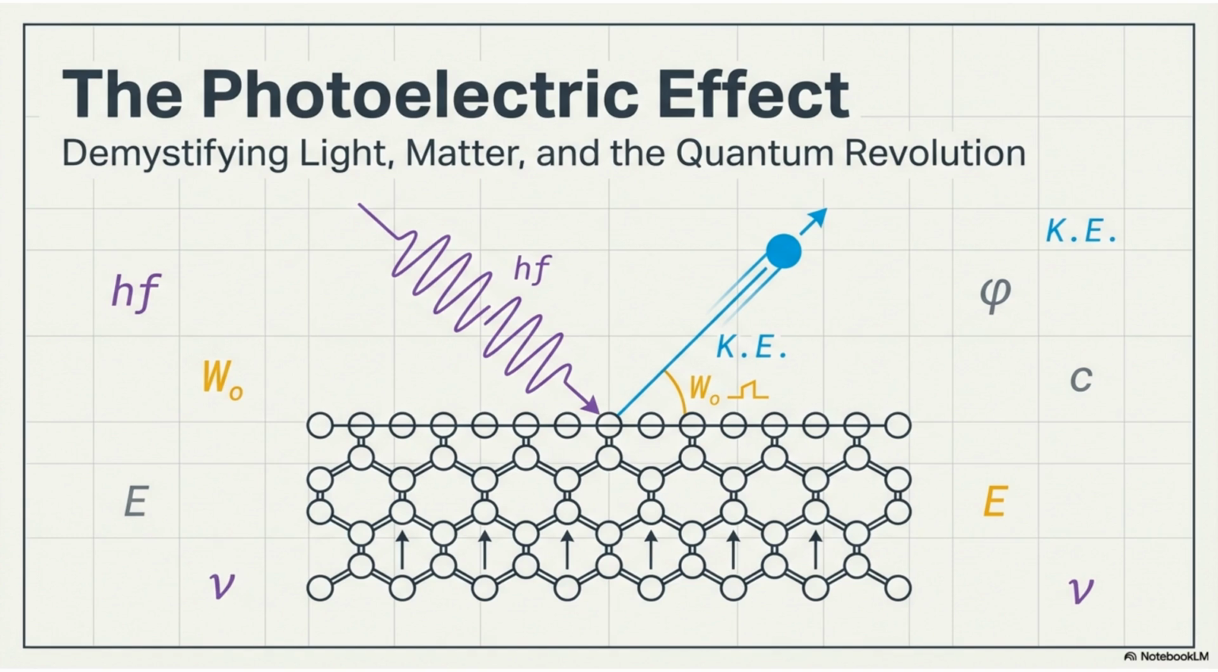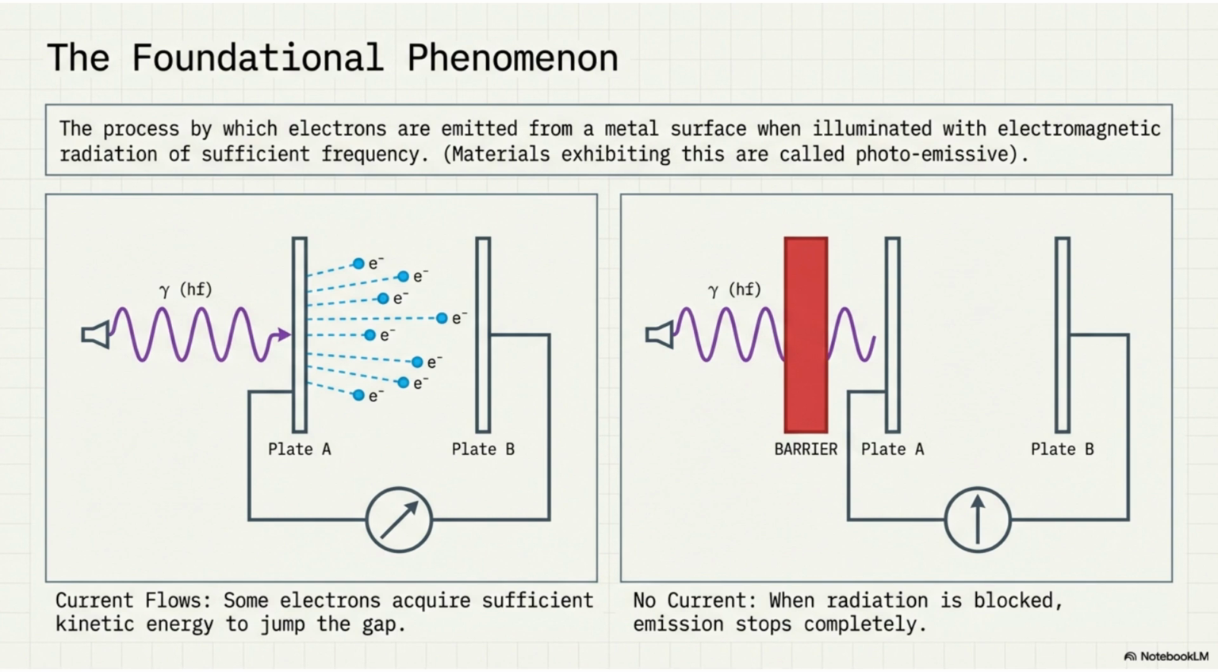Welcome to this video on the photoelectric effect, a phenomenon that helped demystify light and matter and ushered in the quantum revolution. The photoelectric effect is when electrons are emitted from a metal surface after being illuminated with electromagnetic radiation of sufficient frequency. If the light frequency is high enough, current flows. If not, or if a barrier blocks the radiation, emission stops completely.